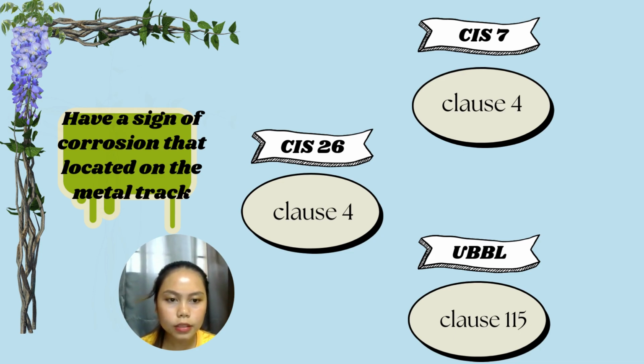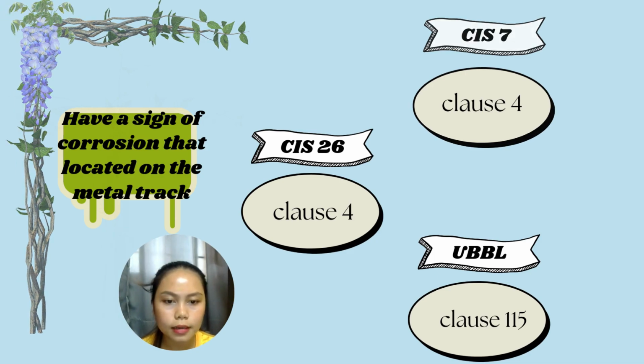that all material used in the construction must be of good quality, free from defect, and suitable for their intended purpose. And according to UBBL 1984 clause 115, this clause states that all material used in the construction must be suitable for their intended purpose and must be maintained to prevent deterioration specifically.